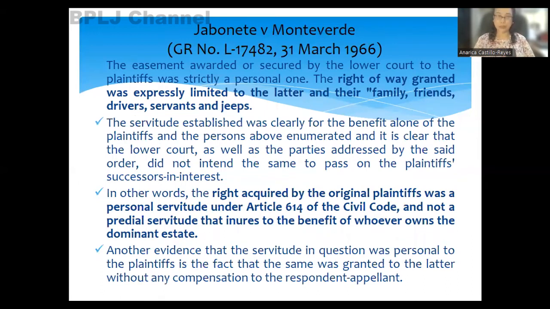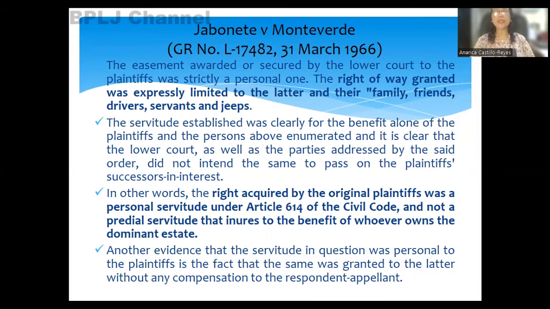We now go to the first case, Habonete versus Monteverde. This case speaks of a personal easement, one in which there is no dominant estate, because it was established for the benefit of particular individuals. So in this case, the right of way was granted to the family, friends, drivers, and servants, as well as the jeeps that they own, of the servient estate.